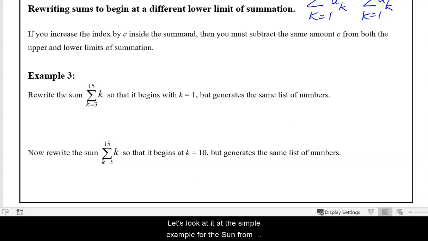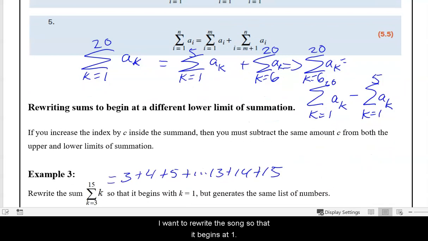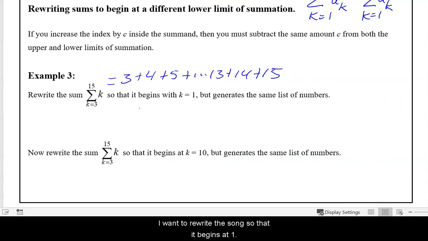Let's look at the simple example for the sum from k equal 3 to 15 of k. And we want to rewrite this so that it begins with k equal 1, but generates the same list of numbers to be added together. Remember that this list of numbers to be added would be 3 plus 4 plus 5, all the way up to 13 plus 14 plus 15. I want to rewrite the sum so that it begins at 1. So we have the sum from 1, but where would I stop?